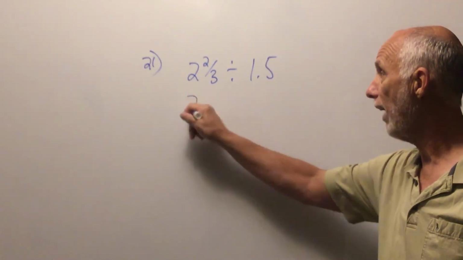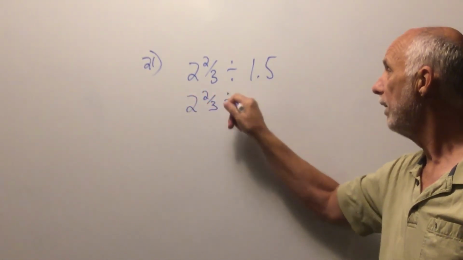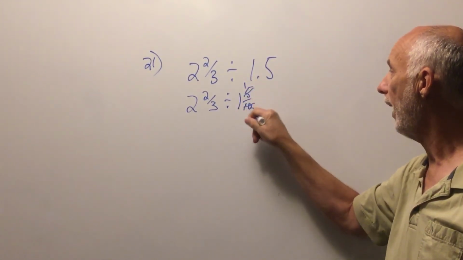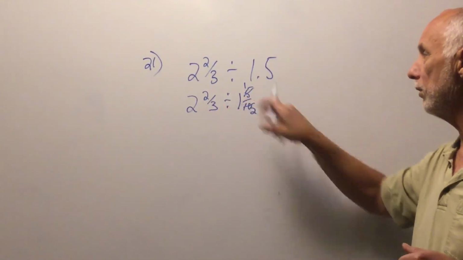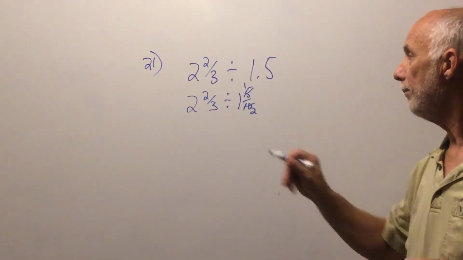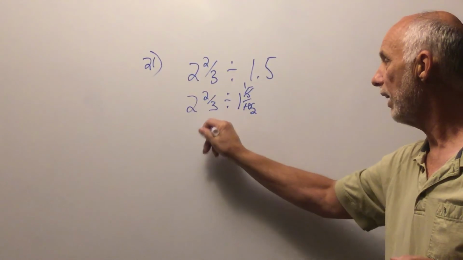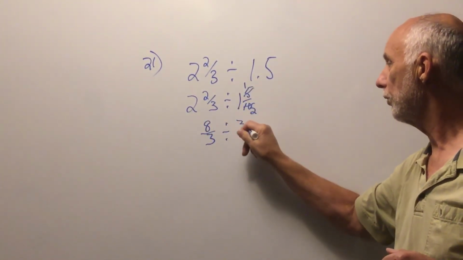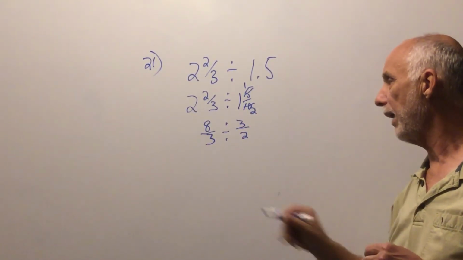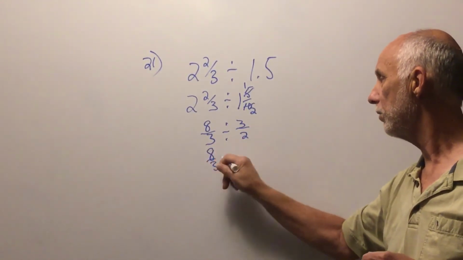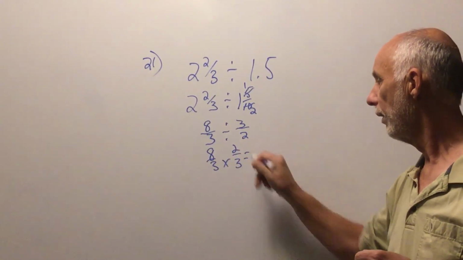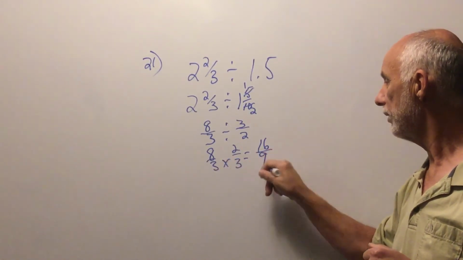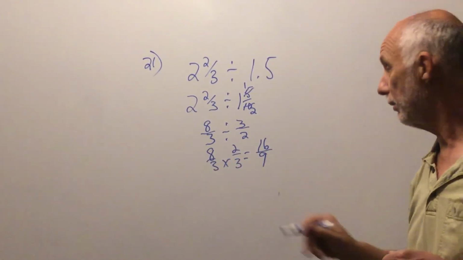By the way, to make them both fractions, this is already a fraction, and this becomes 1 5/10, which reduces to 1/2. So now I have 2 2/3 divided by 1 1/2, make them improper. 3 times 2 is 6, plus 2 is 8/3, divided by 2 times 1 is 2, plus 1 is 3/2. And again, bring down, flip around, 8/3 times 2/3 would become 2 times 8 is 16, 3 times 3 is 9. That's your answer, but it's improper.